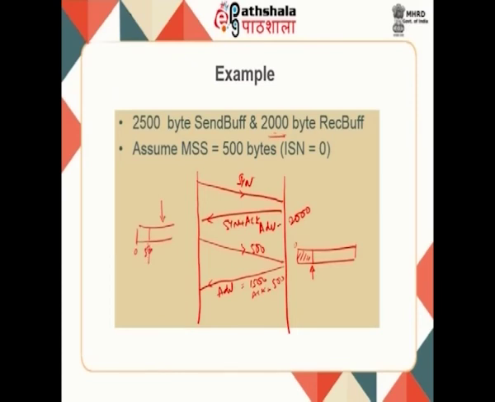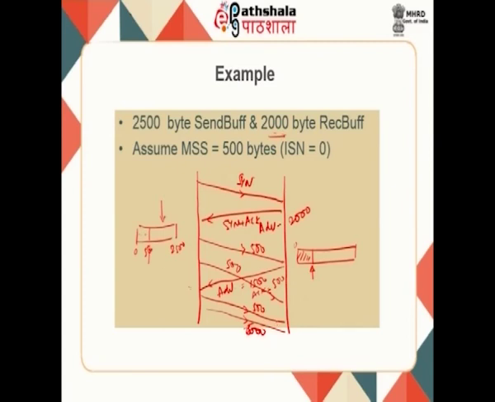Once this 500 is ACKed, this part becomes free again, and there is data between 500 and 2500 that needs to be sent. Since I have already had an advertised window size of 2000, I can send more than one MSS of data. I could have sent another 500 bytes of data, and another 500 bytes of data. All these can be sent back to back, because up to 2000 was my window size. So, 500, 500, 500, another 500. Altogether 2000 bytes of data have been sent here.